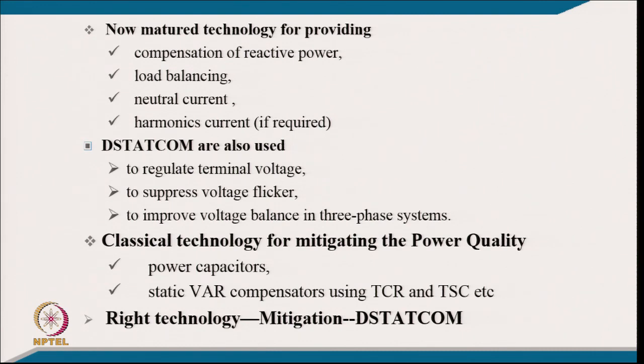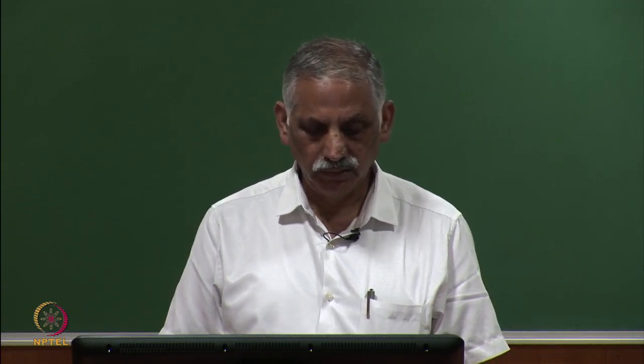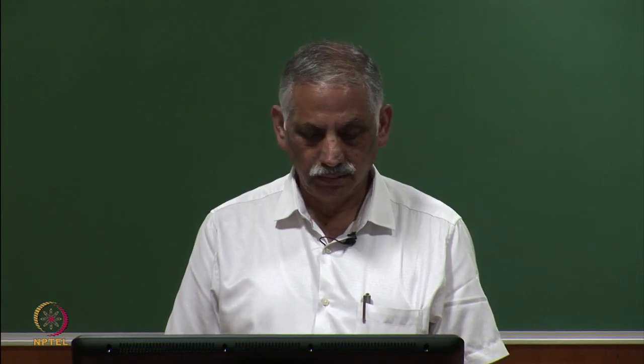And for the classical technology for meeting power quality, earlier we were using power capacitors, and in static form we compensated using thyristor controlled reactors and thyristor switched capacitors. That was the earlier approach, and it is still used in very large rating transmission systems. But the right technology here is mitigation by D-STATCOM. The reason being, power capacitors can give you only leading reactive power, but D-STATCOM can give you leading as well as lagging reactive power, and D-STATCOM can even compensate negative sequence current, where the passive elements cannot give you the dynamically variable load balancing features.